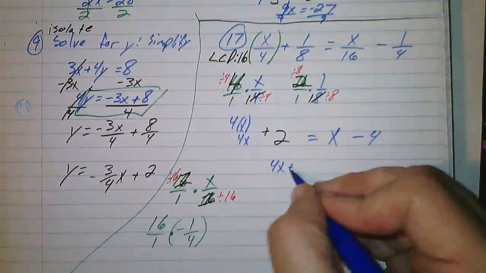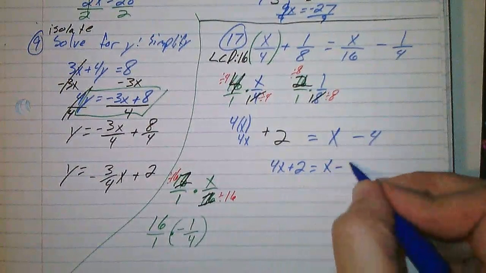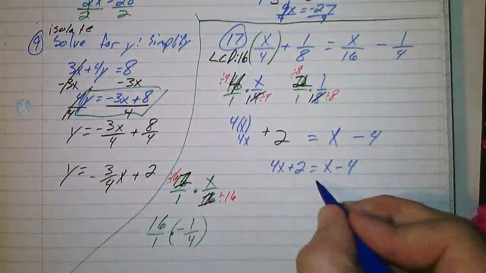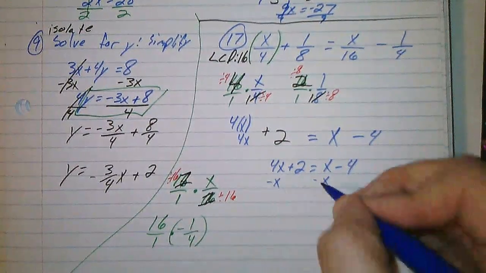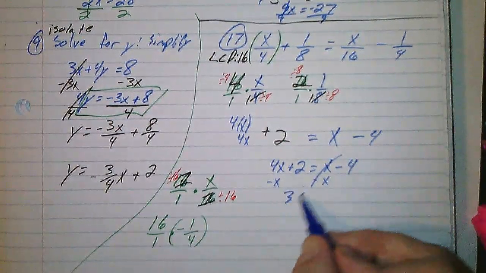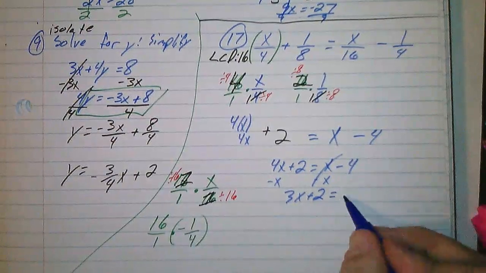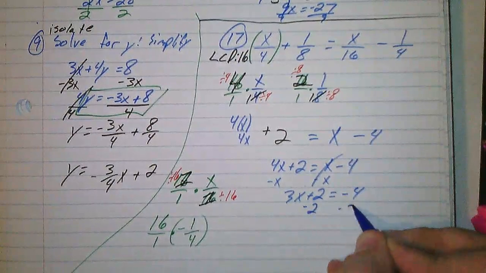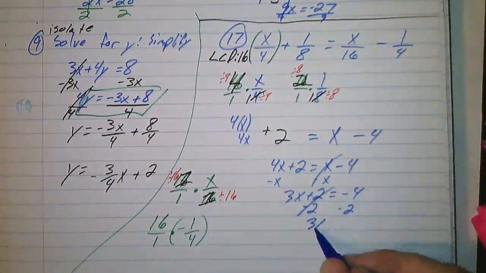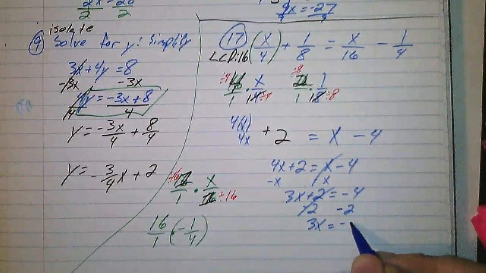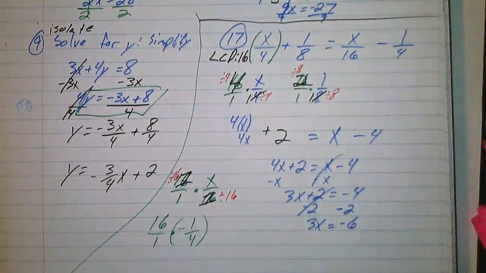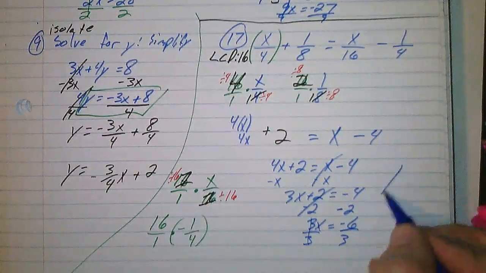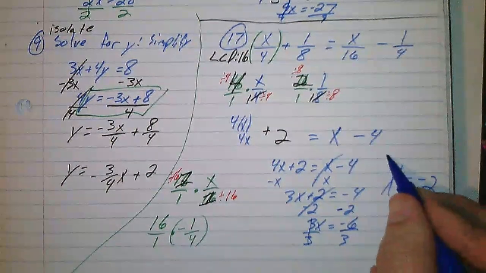We have 4x plus 2 equals x minus 4. So I can subtract x from both sides, so that 3x plus 2 equals negative 4. Subtract 2 from both sides, so that 3x equals negative 6. And divide both sides by 3, so that x equals negative 2.